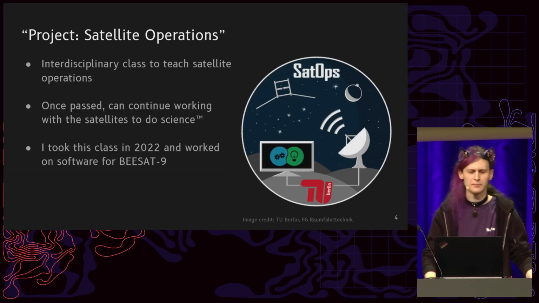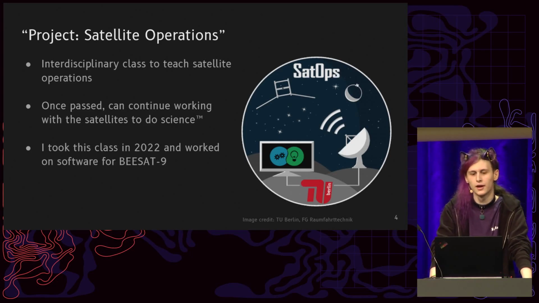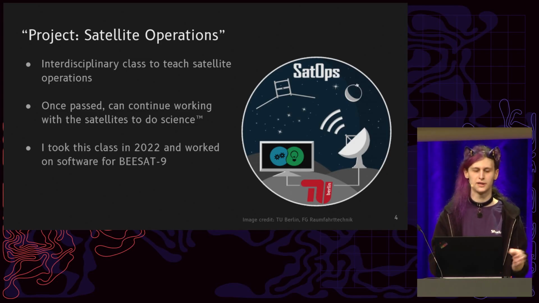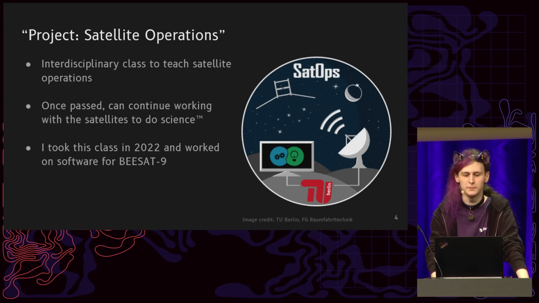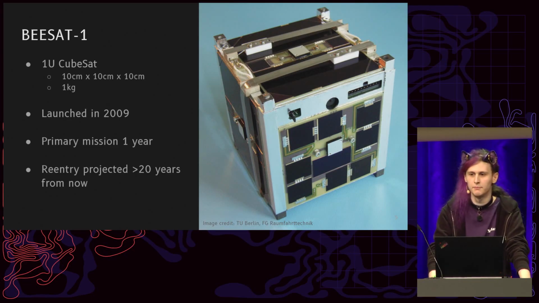So the uni came up with a class which teaches students how to operate spacecraft, and once you pass the class, you can then use the old spacecraft, which don't have funding anymore, to keep doing more science. I took this class in 2022 and worked on a satellite called BEESAT-9, but actually today we're going to talk about a much older satellite called BEESAT-1.